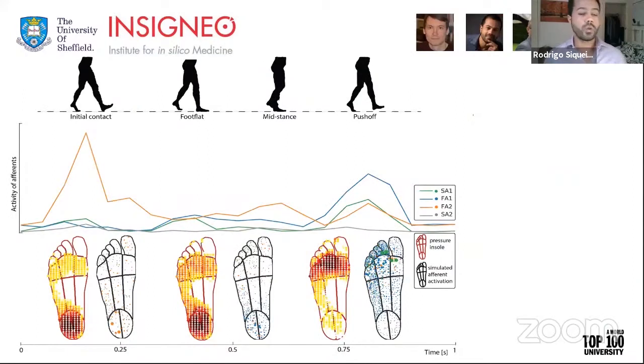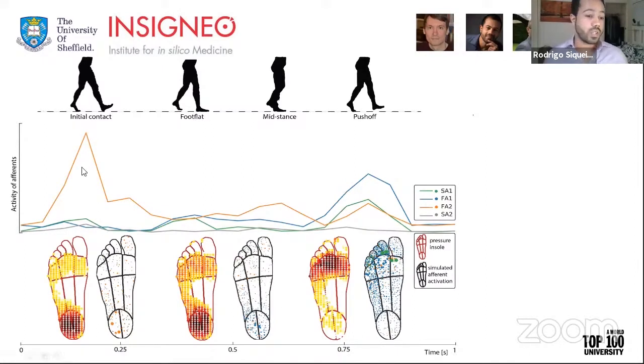And then we found right off the bat that for all the phases of the step, like the initial contact, the flattening of the foot, the mid stance, and the push off, you have different activations of each one of those afferent classes. If you look at the bottom of the image, you have 2 foot soles paired. The red ones are the heat maps of the pressure-sensitive insoles, so you can see how the pressure is distributed in each part of the step. The other foot, the one in black, is the activation of the actual neurons, the actual afferents.